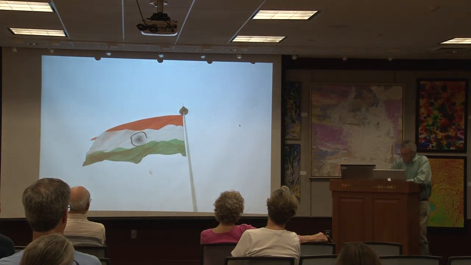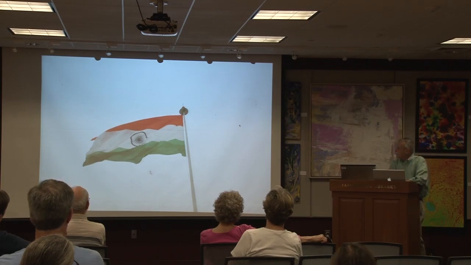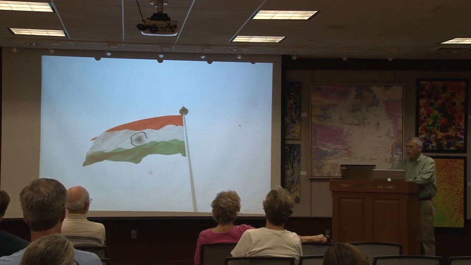The flag of India. Let me just tell you what some of these colors mean. The saffron at the top stands for courage and sacrifice. The white stands for truth and peace. The green symbolizes faith and strength. And in the middle is a stylized spinning wheel that represents the hope of the masses.